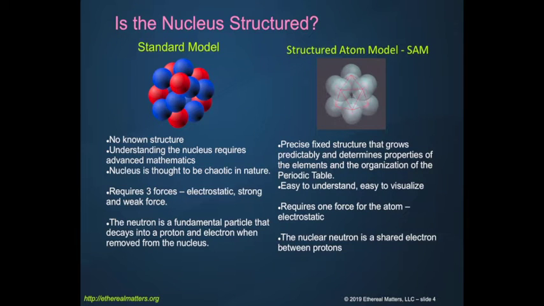And this structure grows very predictably as the elements get bigger and bigger. And that structure determines the properties of the elements. And because it determines the properties of the elements, the reason the periodic table looks the way it does is because the structure grows in the way it does. It's also easy to understand.